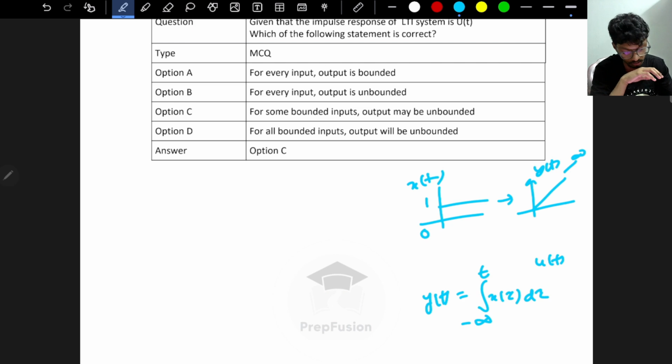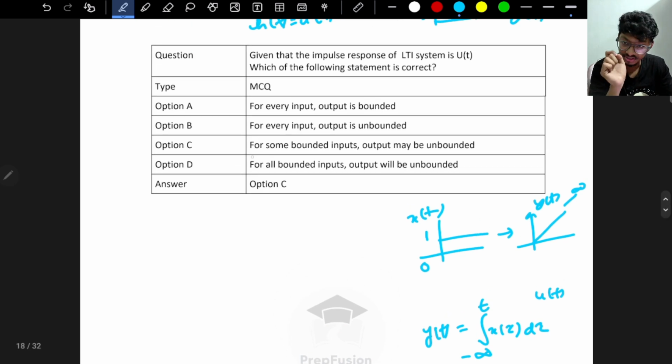So this option C is satisfying: for some bounded inputs, output may be unbounded. Now let me choose another example, a very simple one, where I will get the output as bounded as well.